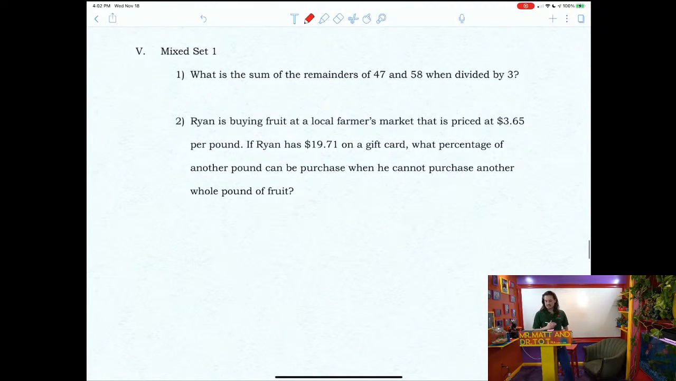So now I'd like to get into some mixed sets. You're going to see some more different versions of questions that we've covered today, just in different contexts. Remember your vocab: sum represents the answer to an addition problem. Difference represents the answer to a subtraction problem. Product represents the answer to a multiplication problem. And quotient represents the answer to a division problem.